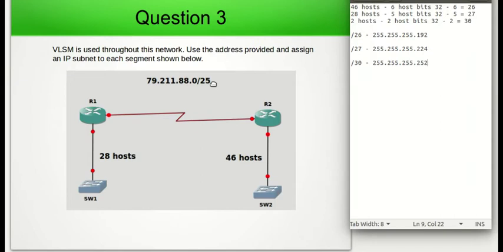Now that we've worked out all the subnet masks, let's work out the range of addresses that are provided to us with this subnet that we're given. So we're not given a whole Class A network, we're given a portion of a Class A network. Let's see the block of addresses that have been assigned to us.